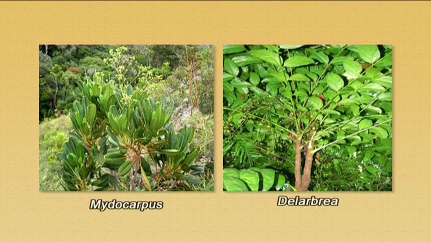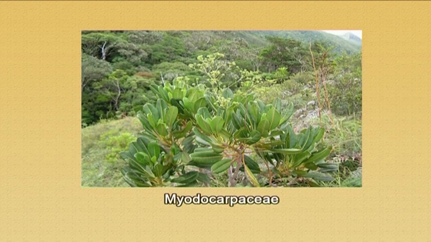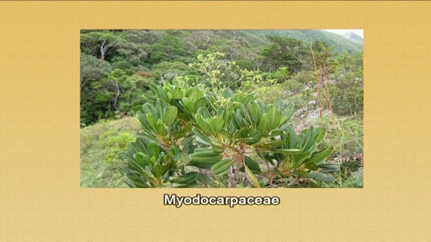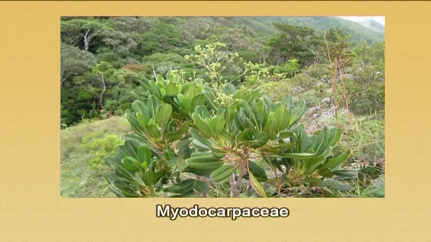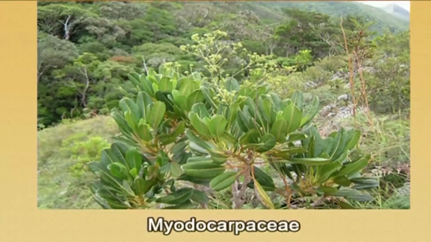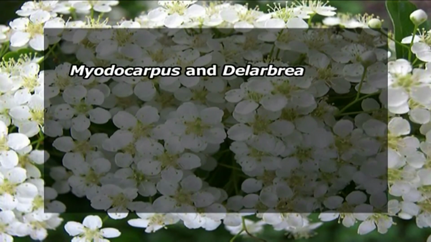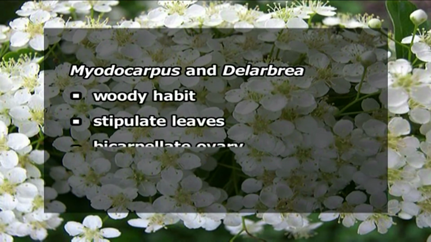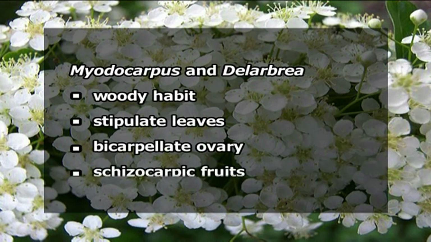That's why their classification and taxonomy has always been problematic. These two genera, Myodocarpus and Delarbrea, are sometimes placed under a separate family, Myodocarpaceae. Some of the authors believe that this Myodocarpaceae represents a remnant of a basal taxonomic complex, which is characterized by a woody habit, stipulate leaves, a bicarpellate ovary, and lastly a schizocarpic fruit. Several clades, sometimes called subfamilies, can be recognized within the family Apiaceae.